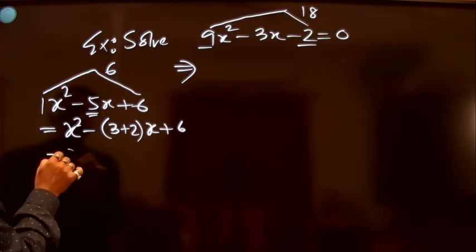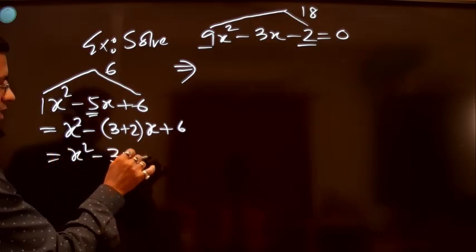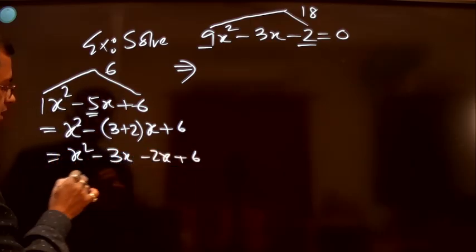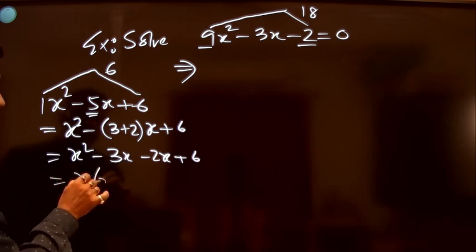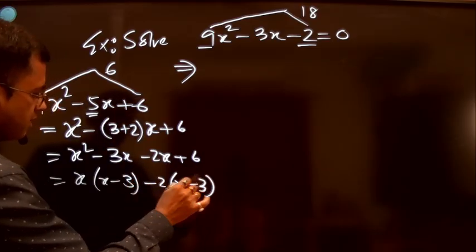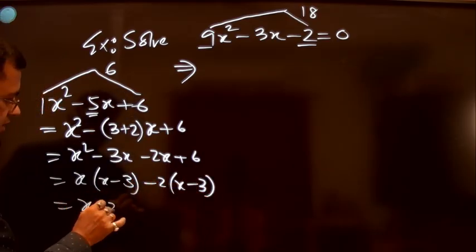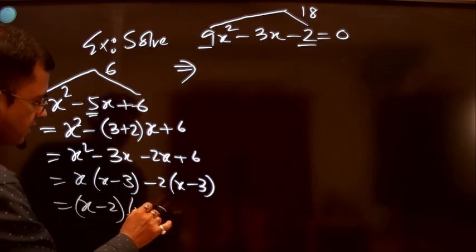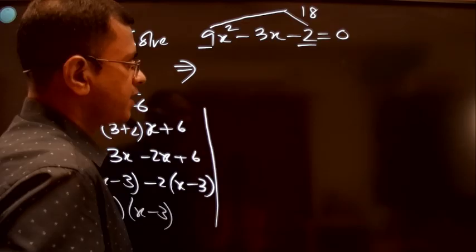So this is equal to x square minus 3x minus 2x plus 6. So this is x(x minus 3) minus 2(x minus 3). So this is equal to (x minus 2)(x minus 3). So this is how we can do it.